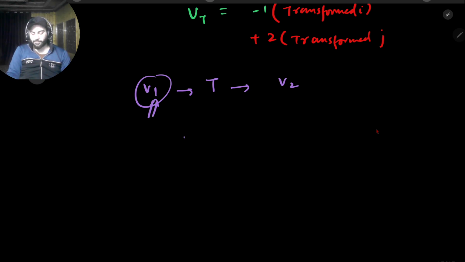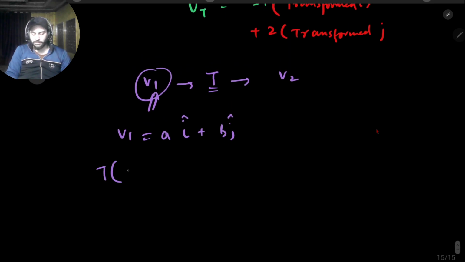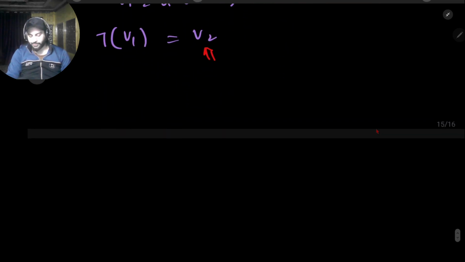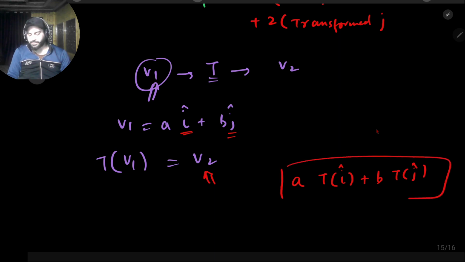Let's suppose a i cap plus b j cap is the vector v1. Now I'll apply this transformation T to this v1 and I'll get this v2. How I can represent this v2 is: this transformation changes the vector i, and this transformation changes the vector j. I can write a T of i cap plus b T of j cap, and this is equal to v2, the transformed vector.